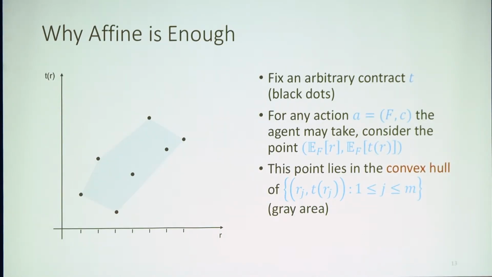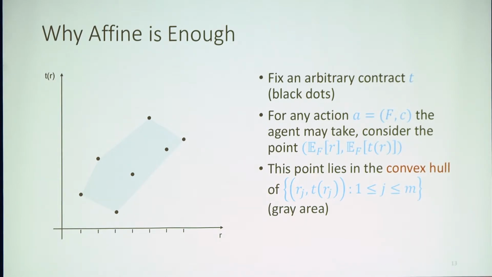So here's how I want to argue this. I want to start from an arbitrary contract T, and I want to argue that an affine contract is not worse in the worst case payoff metric for the principal. So let's plot on the x-axis the possible rewards, and on the y-axis the respective payments that we make. Any contract I can write down as such black dots. In this case, it's not monotone because it's jumping up and down as we go from left to right.